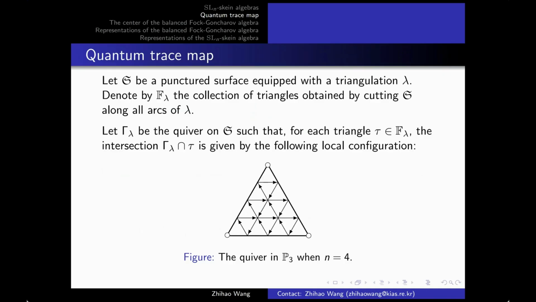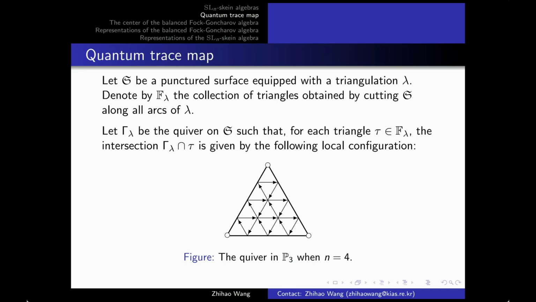Skein algebra, as you mentioned, is a kind of quantization. Yeah, it is quantization. Because I'm not familiar with this.